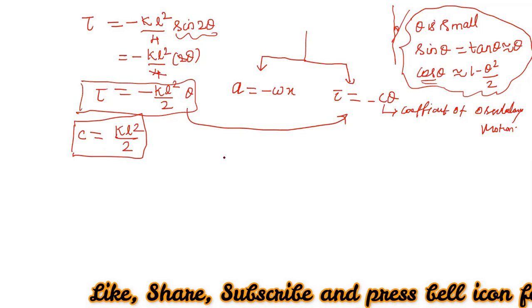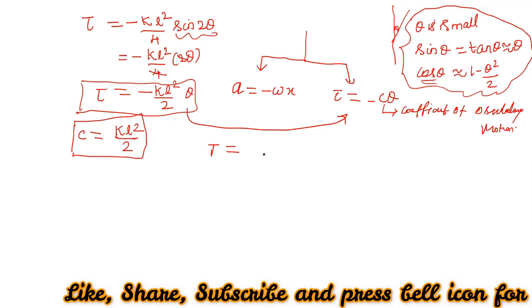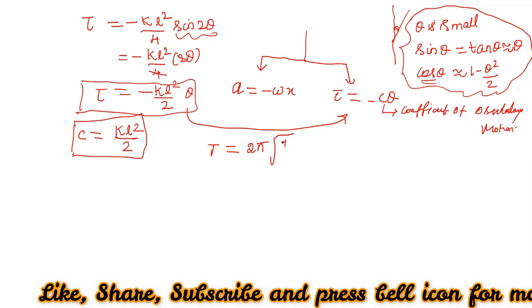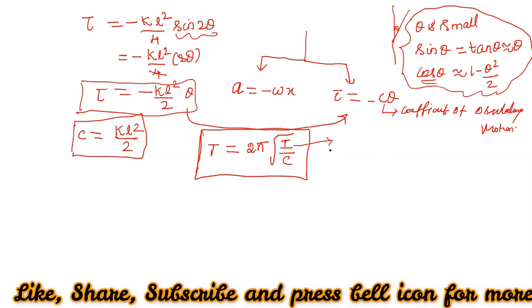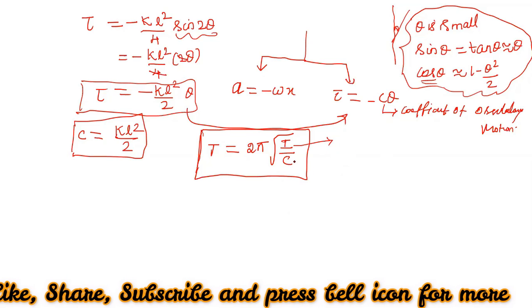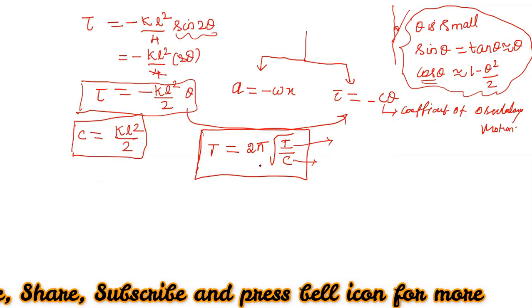And for oscillatory motion, this formula you have to remember. The time period of oscillatory motion is 2 pi root over I by C, where I is the moment of inertia and C is the coefficient of oscillatory motion. Just take these values.